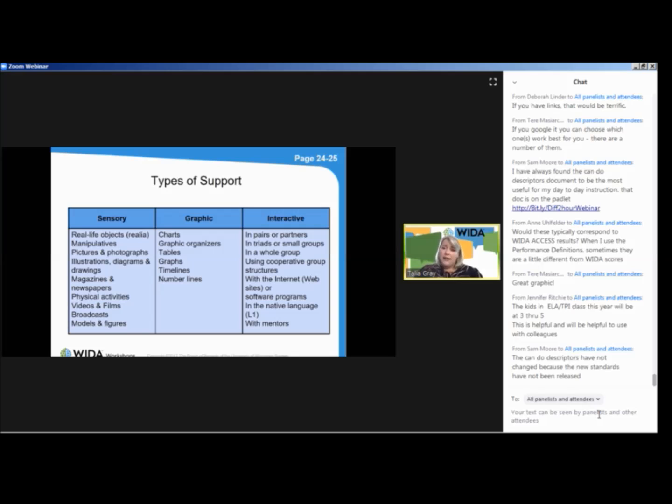Now, the sensory objects, real life objects, are not always there. When I would use these real life objects for supports, it would be like if I were about to teach a novel like Freckle Juice, and I would make an anticipation box. So I might put in a blue marker or a hair roller or some of the things that are in that book to sort of get them excited about what we're going to do.